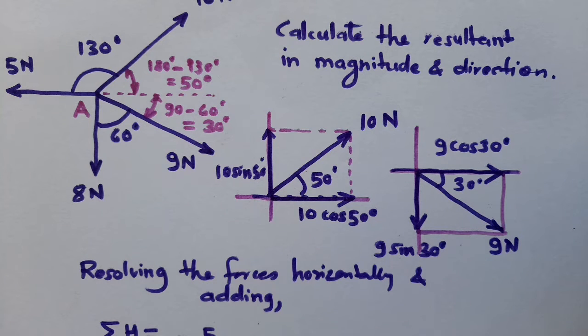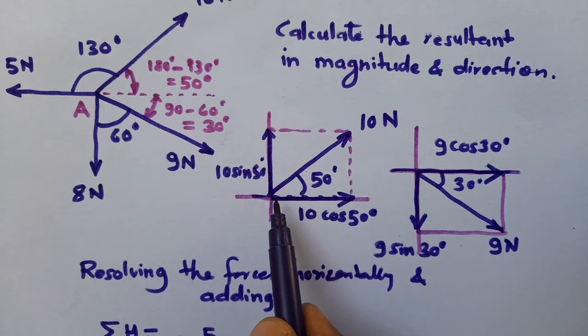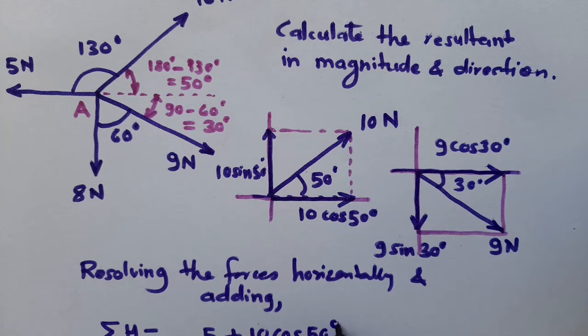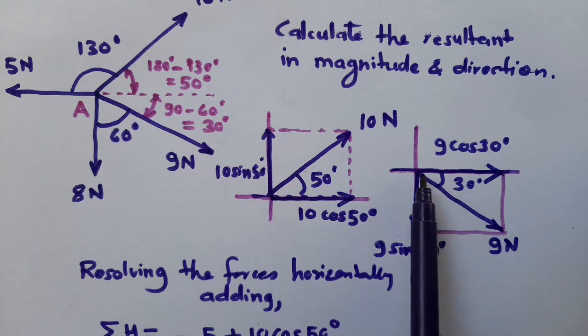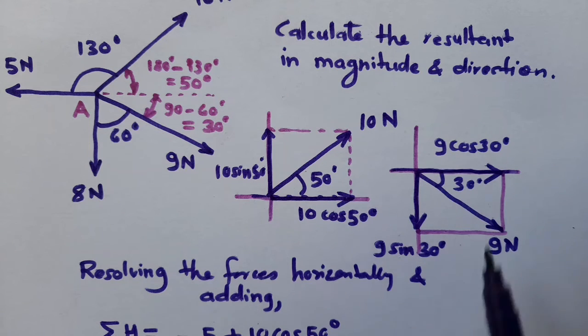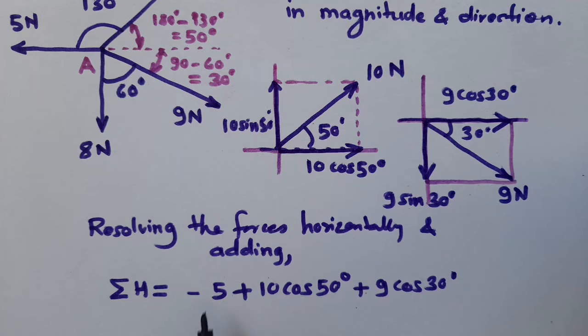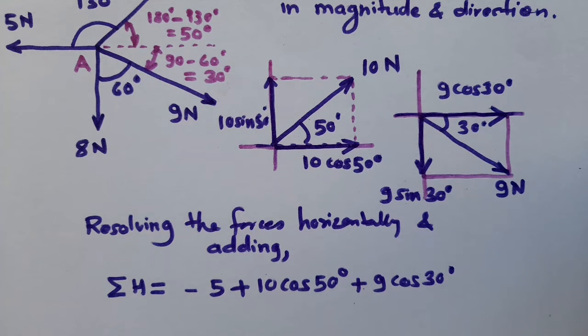Then friends, we have 10 cos 50. See, there is no horizontal force here, but there is a horizontal component here going towards the right, so plus 10 cos of 50 degree. Similarly, here we have a horizontal component 9 cos 30 going towards the right. Since it is going towards the right, it should carry positive sign, plus 9 cos of 30 degree. There is no other horizontal force. So this is one, this is another, and this is the last one. So we have written this equation. Anyway friends, we will calculate this value later.